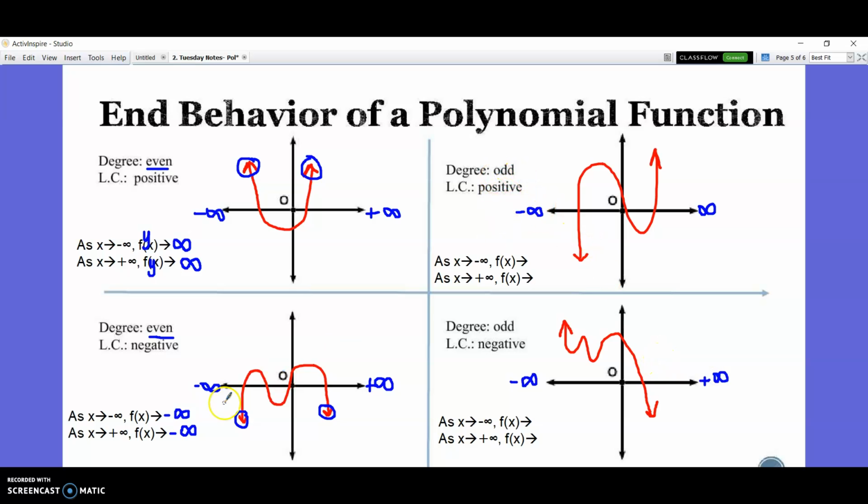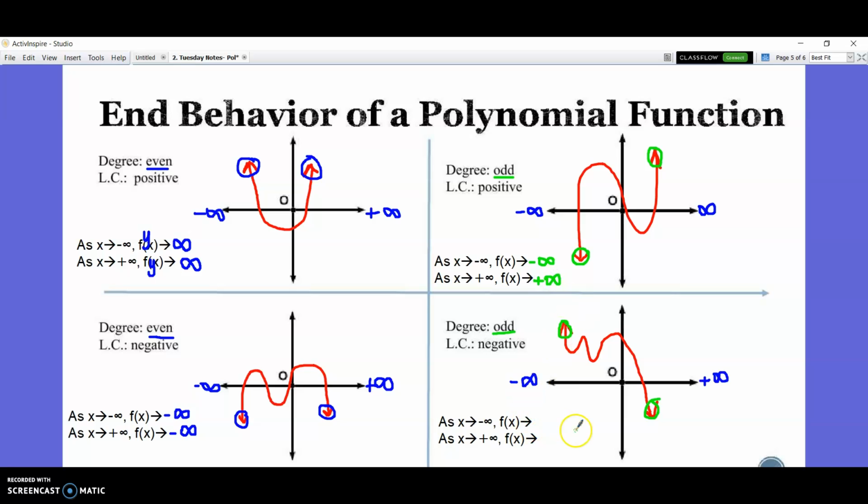So now these two graphs are odd. This is an odd positive. This one's odd negative. If I look at the odd positive, the ends of my graph, the arrows, are pointing in opposite directions. So even graphs point in the same direction, where odd graphs point in opposite directions. Here, when x is going towards negative infinity, the arrow is going down towards negative infinity. As it's going towards positive infinity, this arrow is also going towards positive infinity.